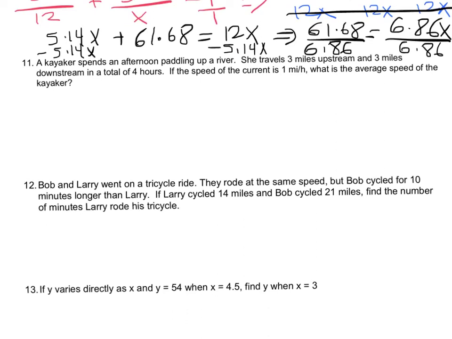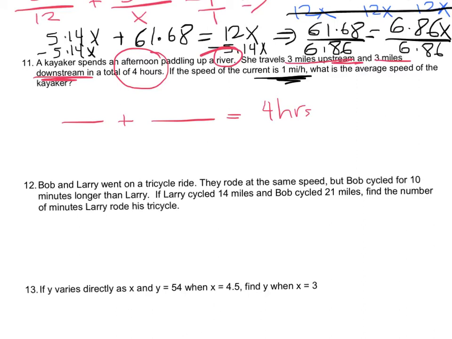Now, a catbird spends an afternoon paddling up a river. Remember, she travels 3 miles upstream, and 3 miles downstream, in a total of 4 hours. It means whatever I'm going to add, it's going to end up being 4 hours. So they said a total of 4 hours. If the speed of the current is 1 mile per hour, that's going to be the one that's speeding me up or slowing me down. Remember, it's always distance over whatever you have on the bottom. In this case, it's speed to give you the time, so distance over speed.